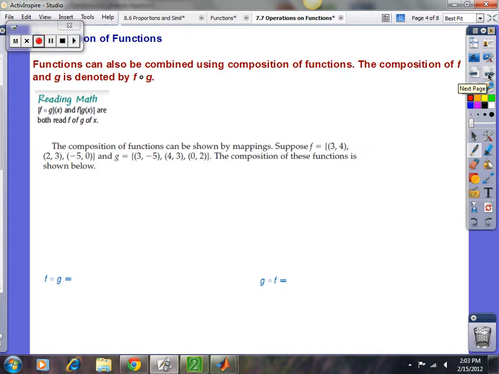Okay, now let's talk about composition of functions. This is where it gets fun. We're going to do a little bit of everything. Functions can be combined using composition. If you see this symbol, it looks like a little circle, or like an O, or like a times. This symbol right here means you are doing a composition.